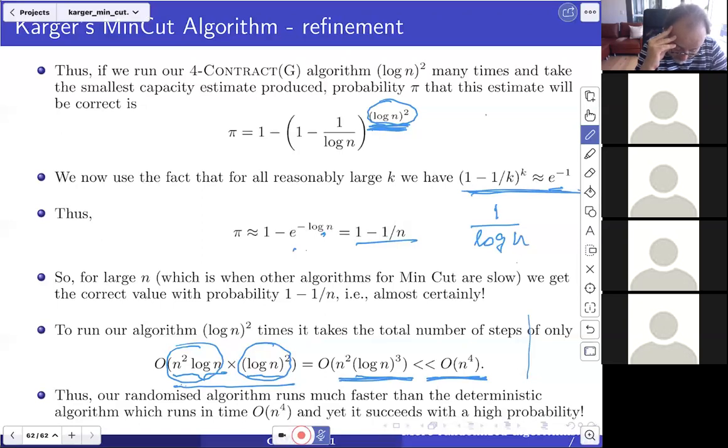So yeah, this is Karger min cut algorithm, and a good example of probability amplification. Any questions that you might have so far?